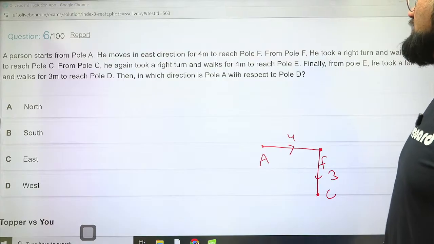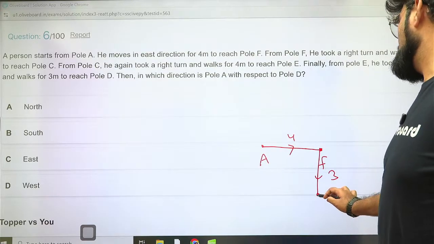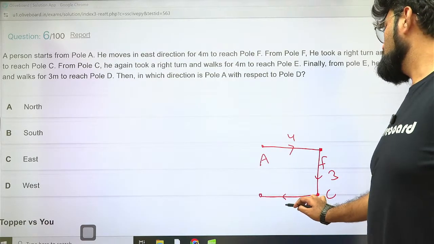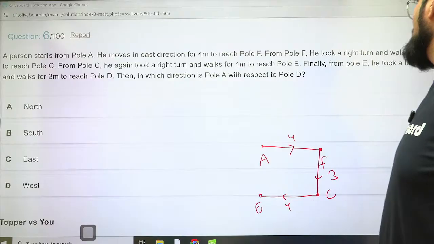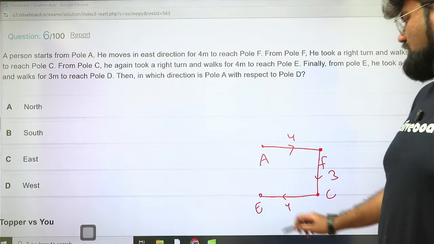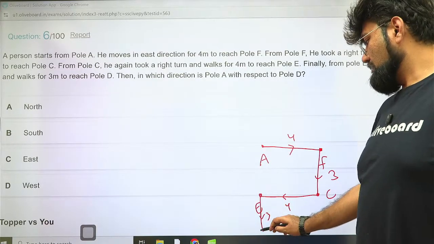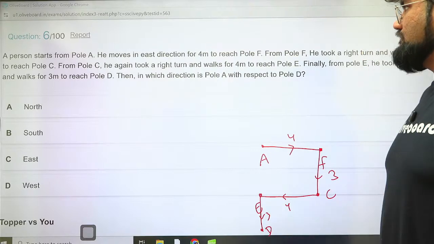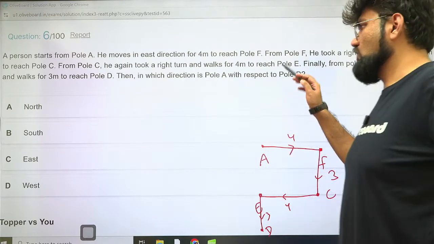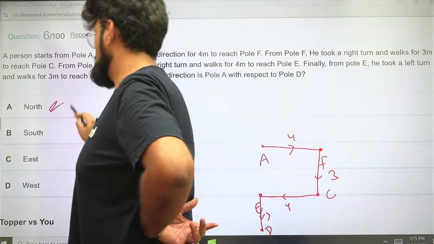From pole C, he took a right turn, walked for 4 meters to reach E. Finally, from E, took a left turn and walks toward 3 meters to reach pole D. Which direction is A with respect to D? It's in the north. Option A. Pretty easy question.